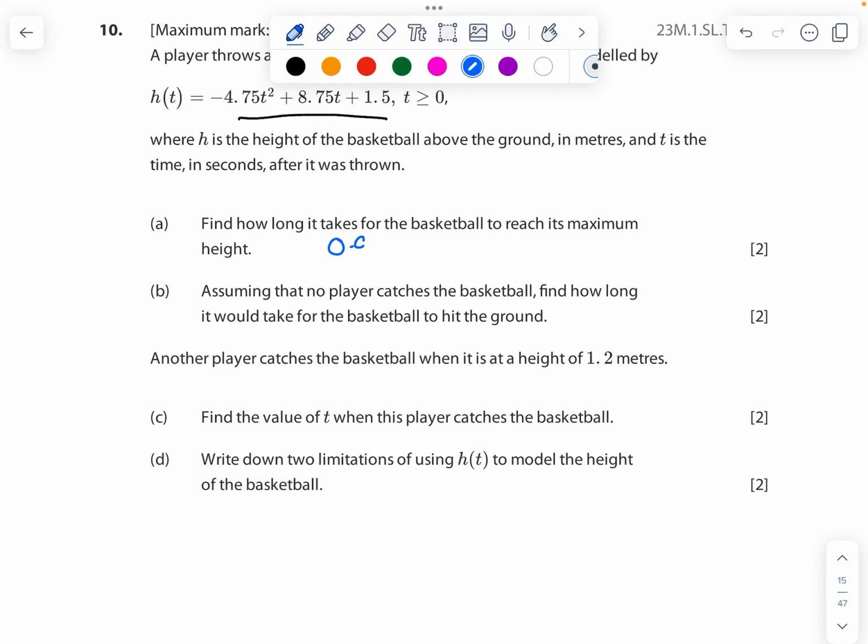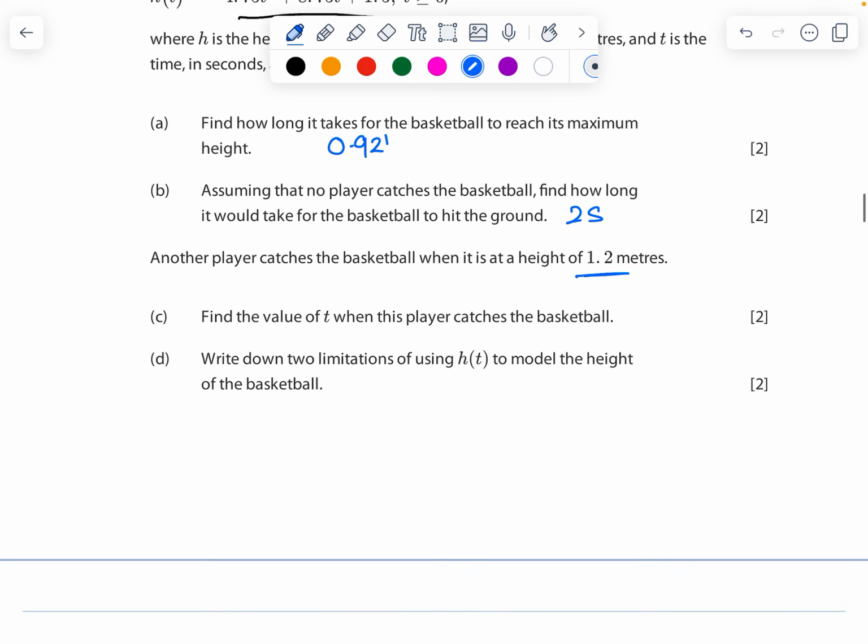Part A answer: 0.921, and this is 2 seconds. Another player catches a basketball when it is at a height of 1.2 meters. When it is at a height of 1.2 meters, find the value of t when this player catches the ball.